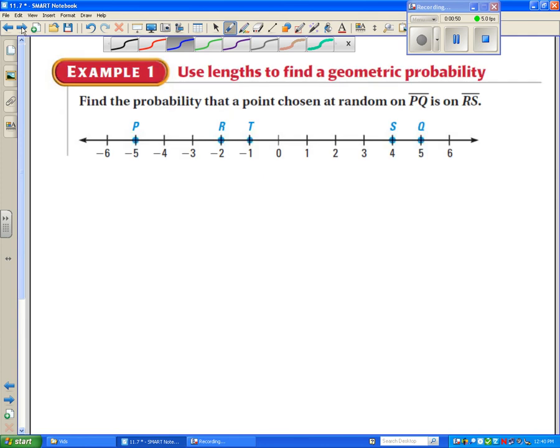So let's go ahead and do a calculation. Let's say find the probability that the point chosen at random on PQ is on RS. All we have to do is the part over the whole. Starting at P, we need to count to Q. We don't start counting until we get to the first step. 1, 2, 3, 4, 5, 6, 7, 8, 9, 10. So that's 10 as the total.